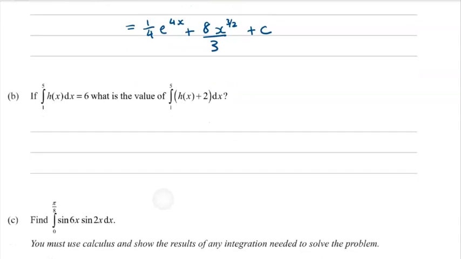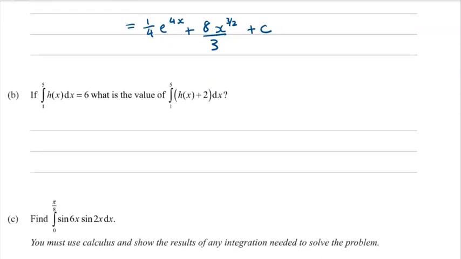Okay, 2b, it's a really interesting question, this one. I really like this. So we've got some sort of curve h, and between 1 and 5, it's got an area of 6. That's what it's saying in here. So this area here is 6. Now this bit here is saying take the whole curve and shift it up by 2. So this curve here is going to get shifted up by 2.